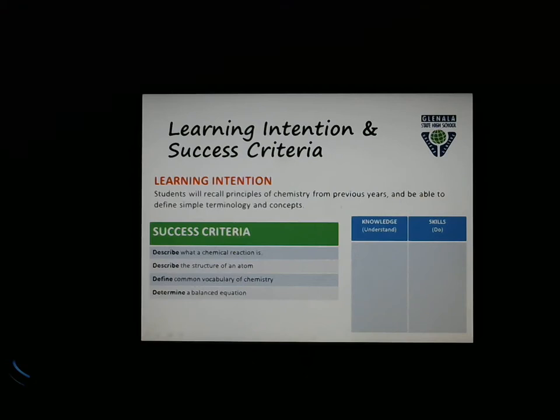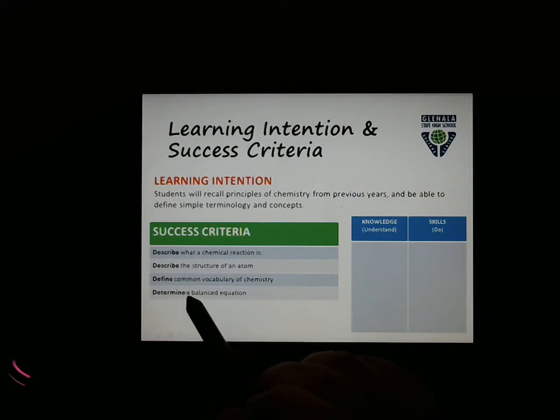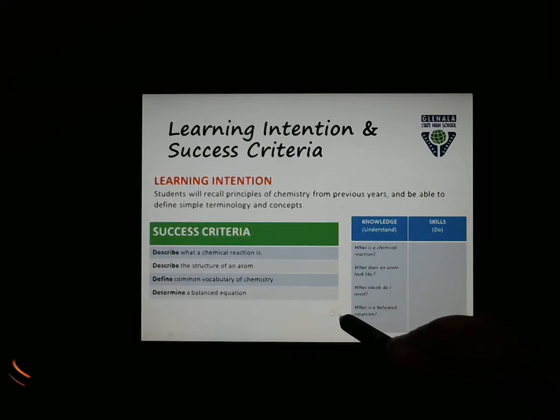Remember, I do always tell you that everything in science builds off what comes before, so you do kind of need to remember some of those earlier things. And we're going to look at a couple of things: what is a chemical reaction, structure of an atom, common vocab, and a balanced equation. And I think this last skill is the one that is giving most of you some difficulty. So, looking through here, knowledge shouldn't be too terrible. However, the skills, how do I balance an equation, is the thing that most of you want help with.